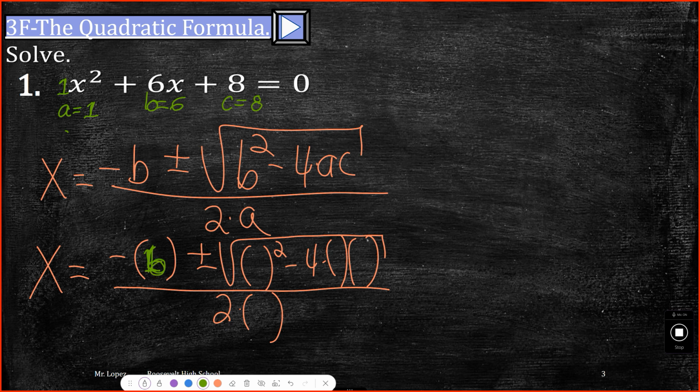It's B. It's not B. It's 6. 6 B. Okay. And plug in B. And plug in A. And plug in C. And plug in A.